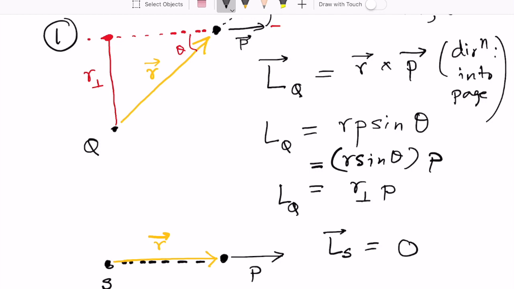So you can see that the angular momentum is very much dependent on where you're measuring it from. Okay, now let's move on. So that's how you get the angular momentum of a point mass, or something that you might have as an extended object, but let's say that you're treating that extended object as a point mass. So in that case, you can apply this formula.